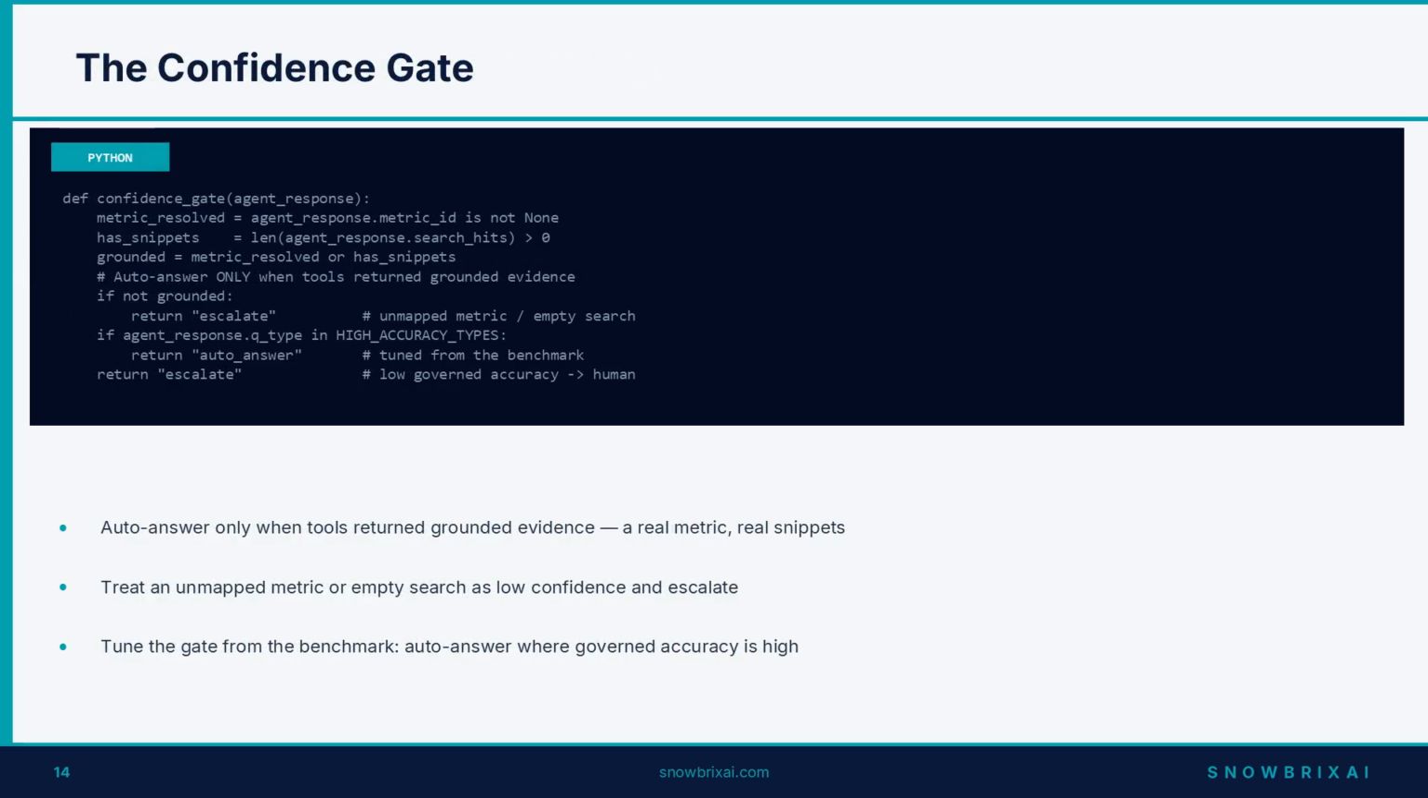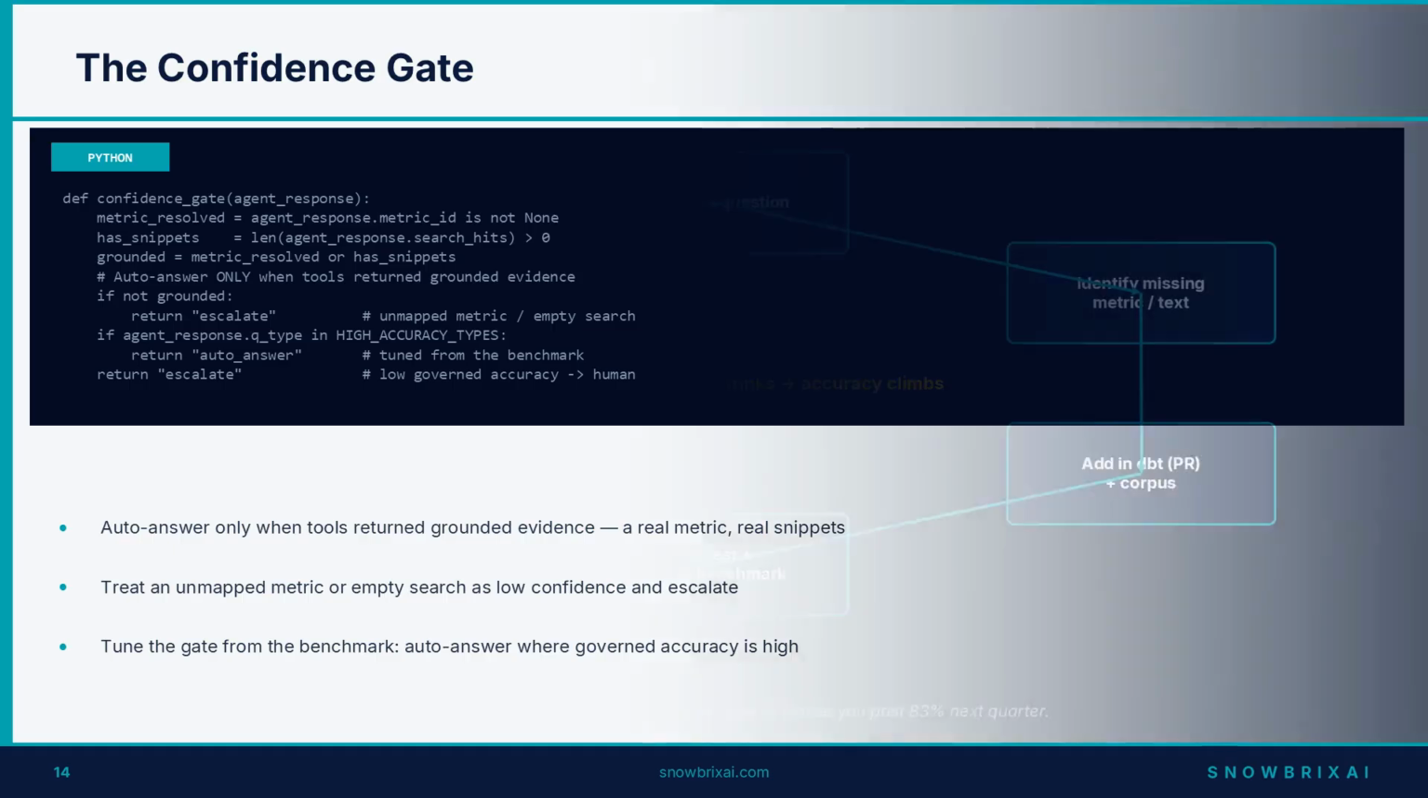This is the gate itself. Auto answer only when the tools came back with grounded evidence: a real resolved metric, real search snippets. An unmapped metric or an empty search counts as low confidence and it escalates. For the question types where governed accuracy is high, let it auto answer freely. Where accuracy is low, route to a human even if the agent produced something. This gate is how you shrink the queue without ever shipping a wrong answer.